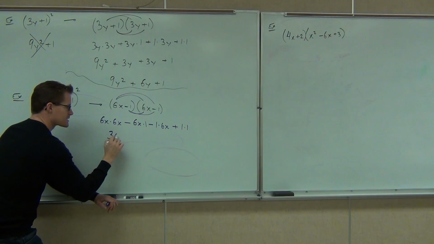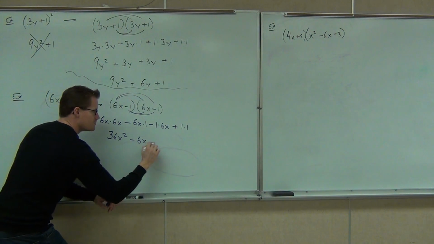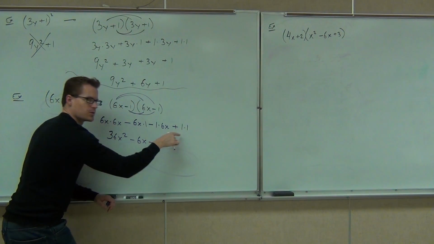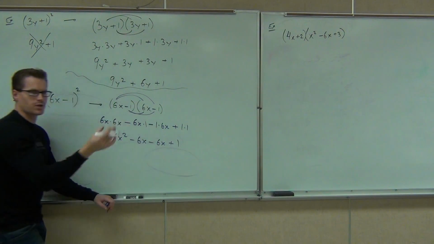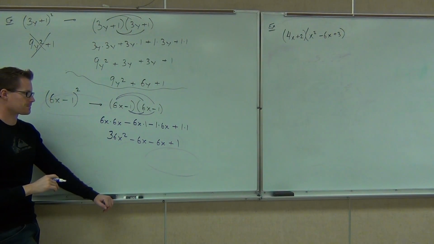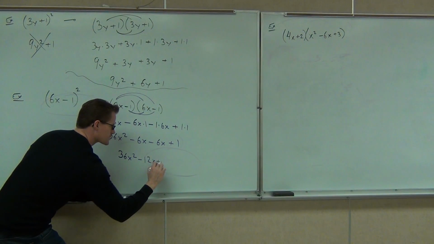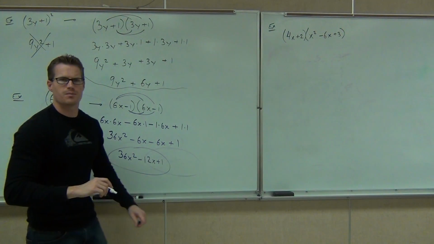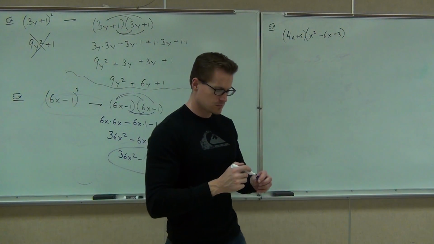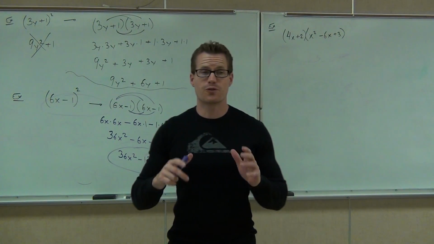You get 36x squared minus 6x and plus 1 or plus 2? One. Plus 1. You're multiplying that. So 36x squared minus 12x plus 1, and you are done with that problem. You can't do anything more. Do you feel okay on what we've talked about so far?